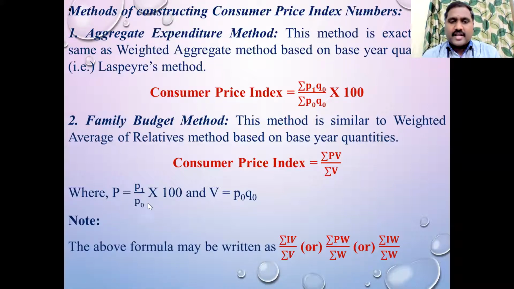And the same thing, you can calculate the P1 by P0 into 100, you can calculate the V also. This P also can be called as I. V also can be called as W. The same formula, sir. This is not a new formula.